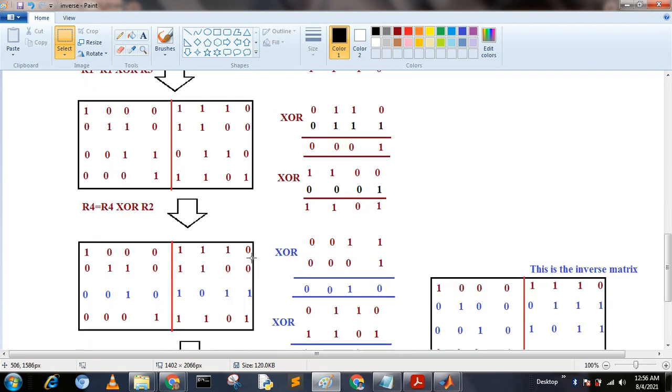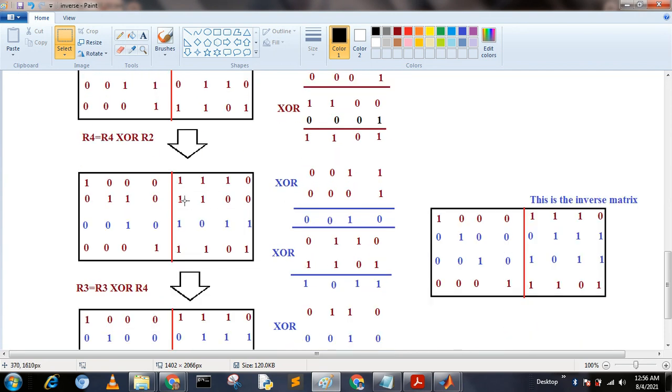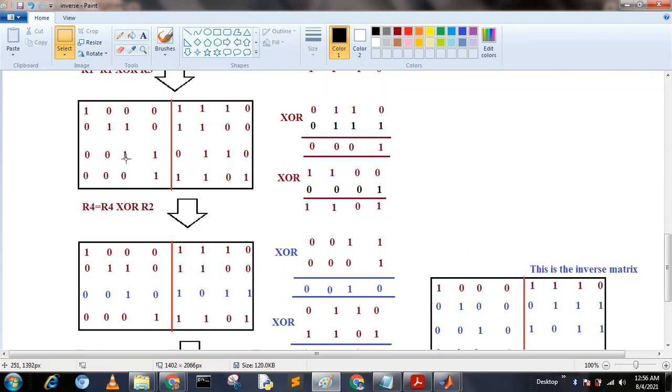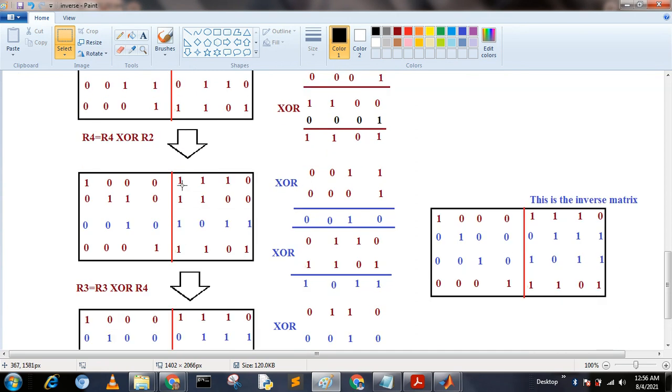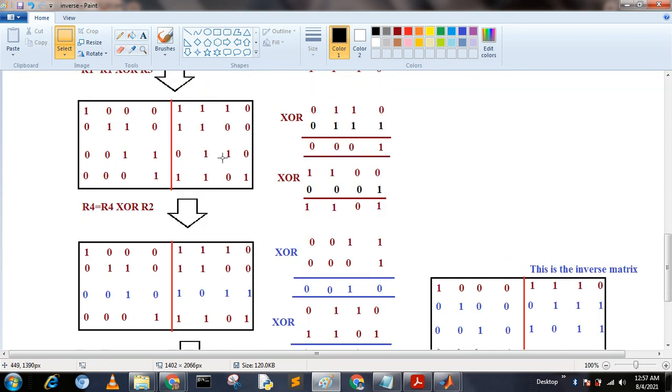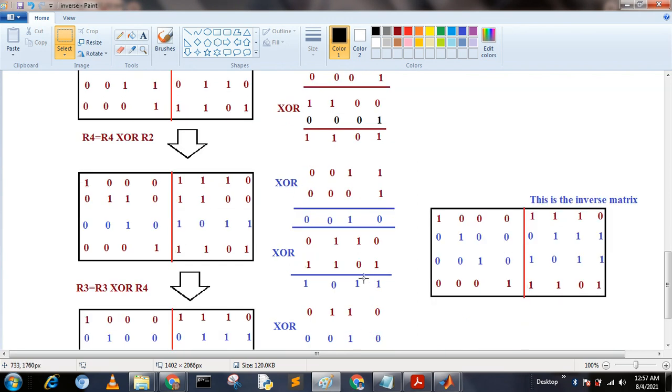Here we write it here. Then applying the next operation, we get R3 equal to R3 XOR R4, that is the R3 value and R4 value, 0 0 1 1 and 0 0 0 1. We write here, and applying the XOR operation, we get 0 1 0 0. Proceeding in this way, we get 0 1 1 0 and 1 1 0 1. That is this matrix, this R3 row.